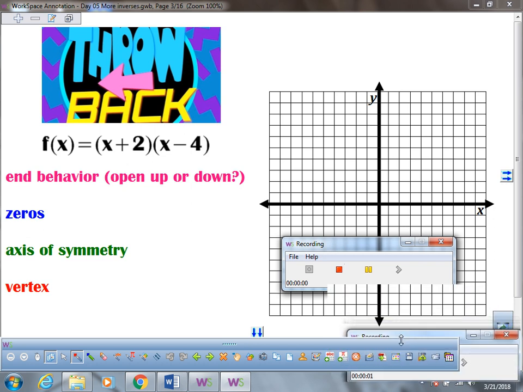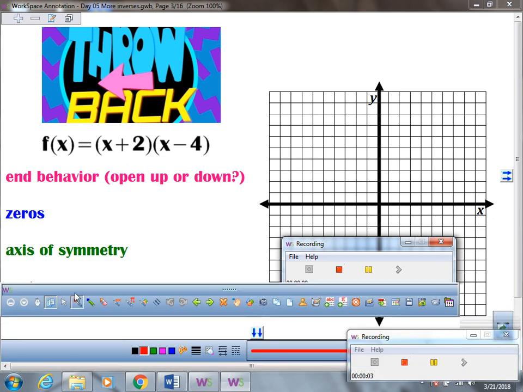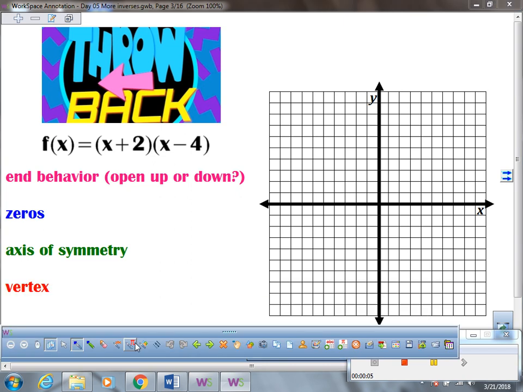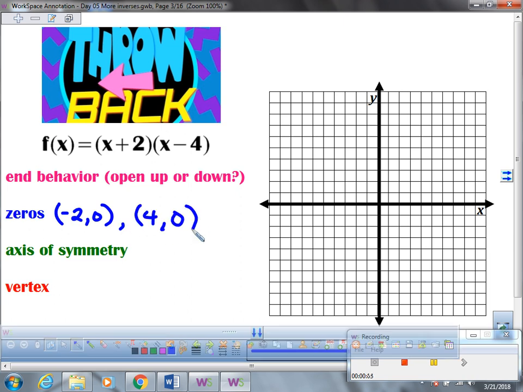Okay. So what do I know by just looking at it? The zeros are negative 2, 0, and... how do you know? So I have to set this equal to 0. So x plus 2 equal to 0 makes negative 2, and x minus 4 equal to 0 makes a 4. So I know I have zeros at negative 2, 0, and 1, 2, 3, 4, 0. Now what?